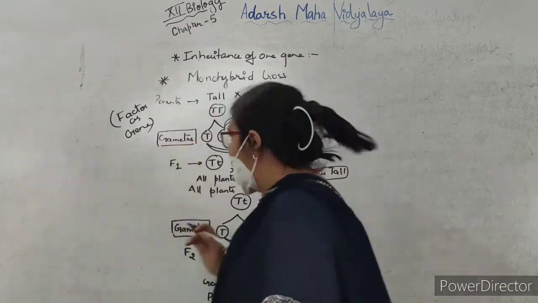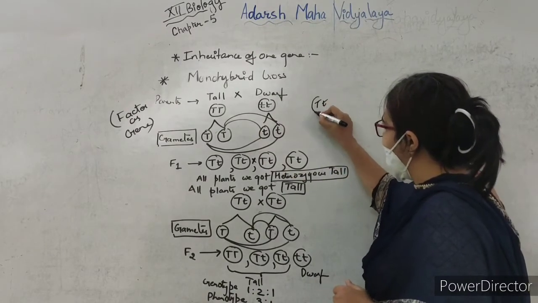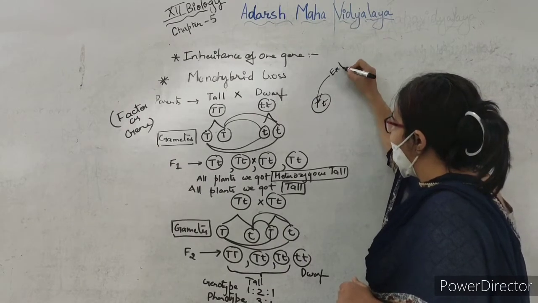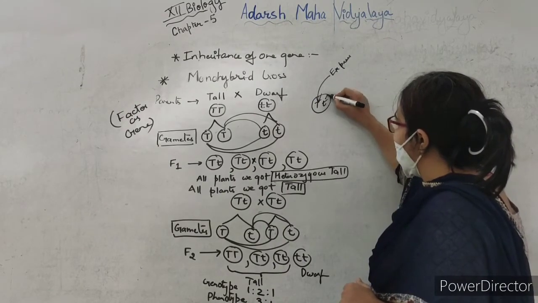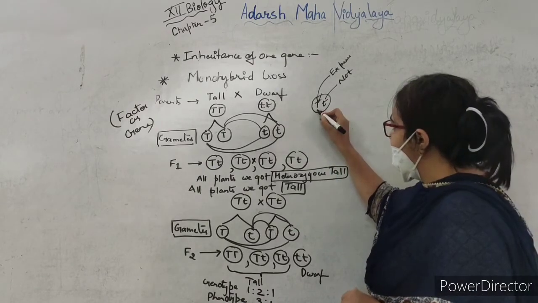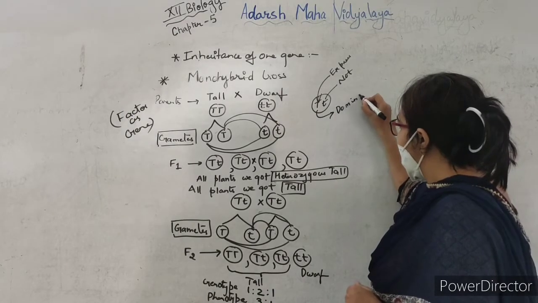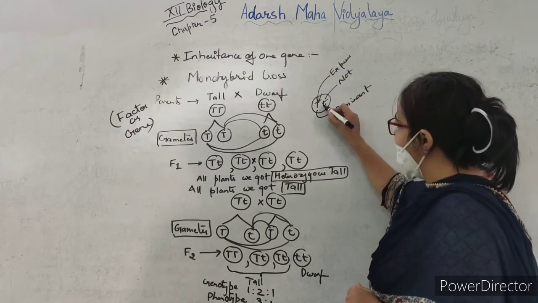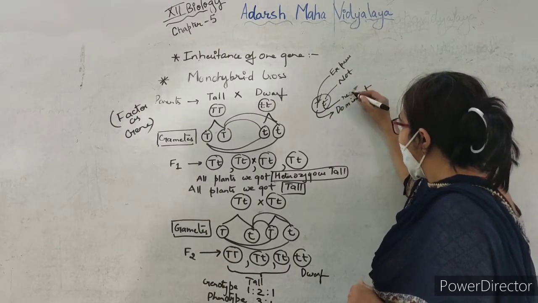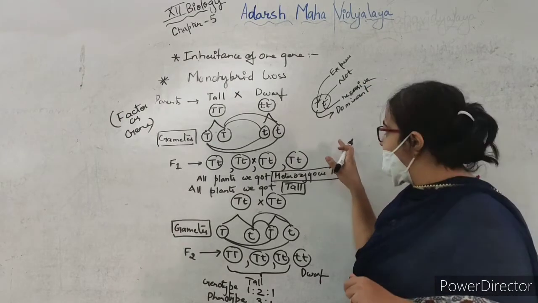So we'll take this one, okay. So this is a dissimilar pair, that is heterozygous. So this one is expressing itself and this one is not expressing itself. So the one which is expressing itself is called the dominant, and the one which is not expressing itself is called the recessive. So law of dominance is there.